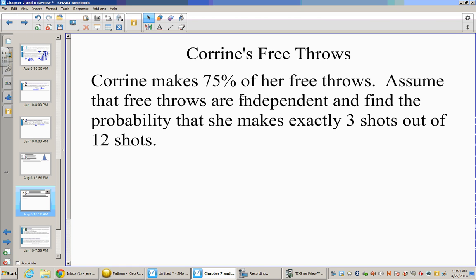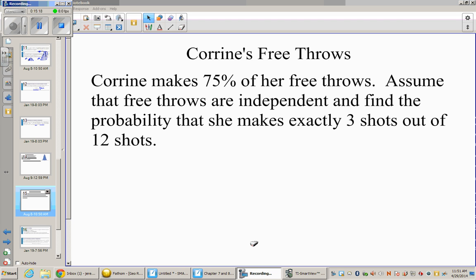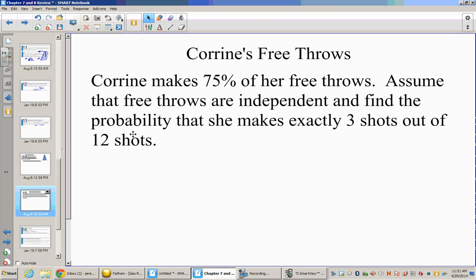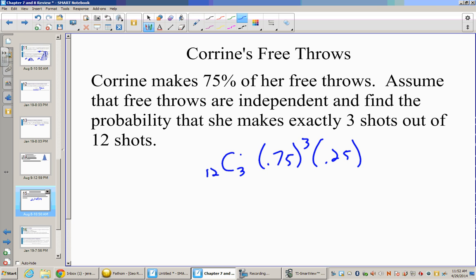And here's another example of binomial distribution. If Corrine makes 75% of her free throws, and each one's independent, find the probability she makes exactly 3 of 12 shots. To do it by hand, I would say 12 choose 3 times 0.75 to the third, times 0.25 to the ninth. That means she failed 9 times.